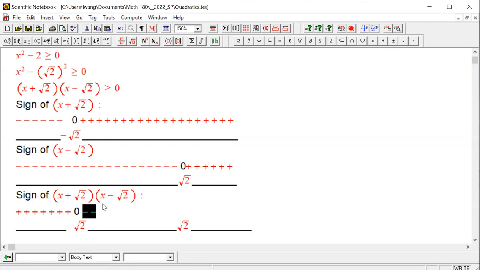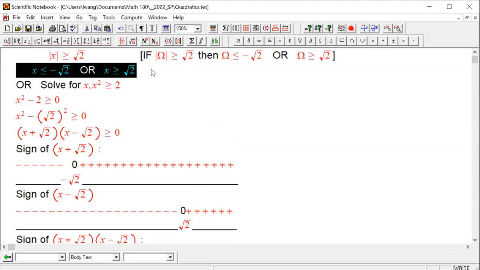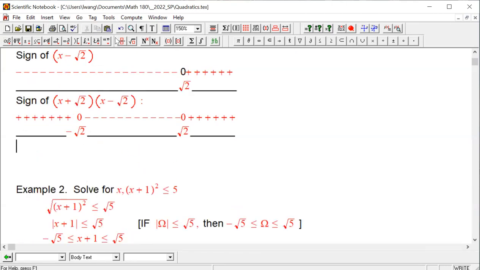That's going to be negative. And at root 2, it's going to be 0, and larger than root 2, it's going to be positive, positive times positive. Same thing, okay? At this point, I think you have made up your mind which method you're going to use in this case. You're going to have the same result. That's the solution.